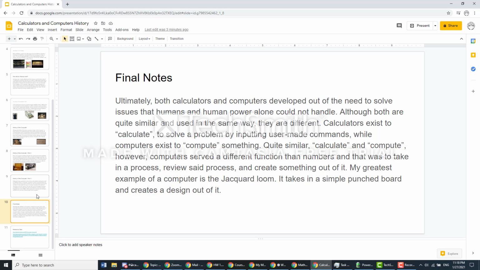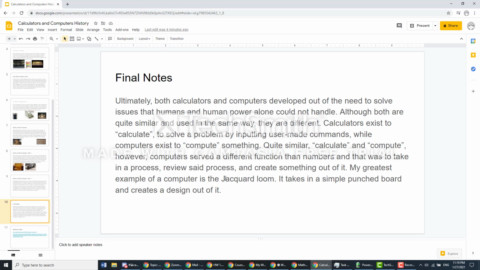So what I meant earlier at the beginning was that calculators and computers aren't the same, even though they work pretty similarly. They're quite different because calculators exist to calculate by taking user-made commands. Like you get 5 plus 5 to make 10 with a calculator because you put in 5 plus 5. That's calculating. But computing requires the process of it. So like I put in red and then there's blue. These aren't numbers, and then you mix them together and you make purple. That's basically my example.